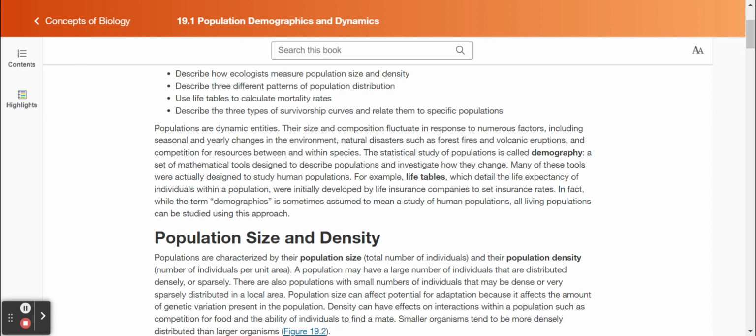For example, life tables, which detail the life expectancy of individuals within a population, were initially developed by life insurance companies to set insurance rates. In fact, while the term demographics is sometimes assumed to mean a study of human populations, all living populations can be studied using this approach.